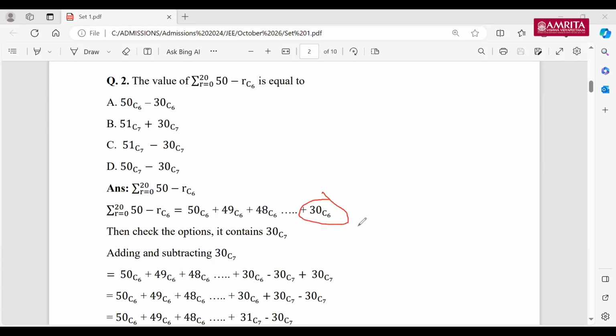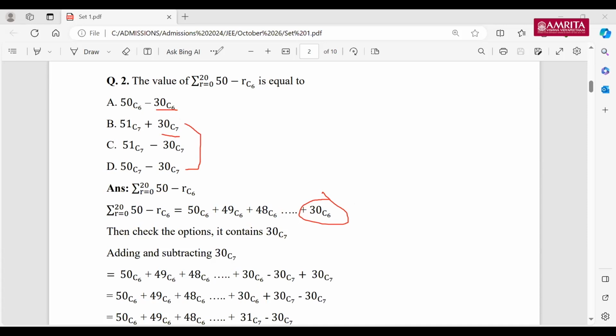So you have a series of terms here. It's something like 50C6 plus 49C6 plus 48C6 and so on, up to 30C6. Now, you could just go through the options. You have something like 30C6 and 30C7. You have two things when it comes to that 30 part. So 30C6 is given as an option, 30C7 is given as an option. In most of the options, there is something like 30C7. How can you get a 30C7 in this sum so that you'll get the answer?